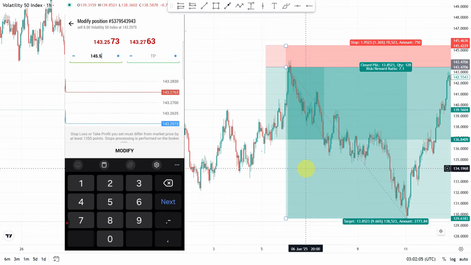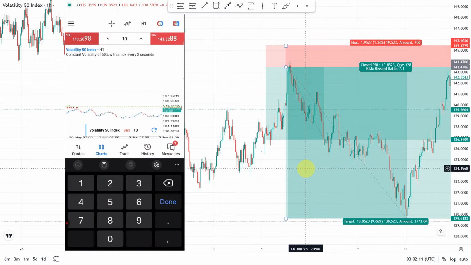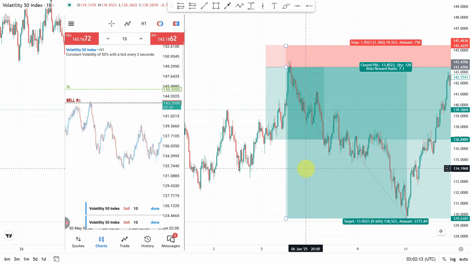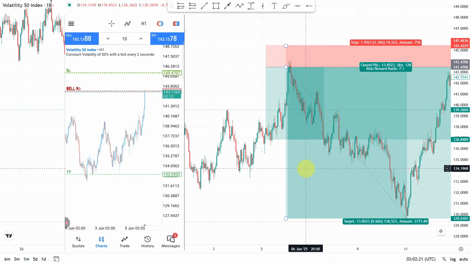Now let me tell you something real quick. Most traders don't lose because they lack a strategy, but because they lack patience. They see price moving, get emotional and jump in too early. But real profits come from waiting for your zone and trusting your plan.